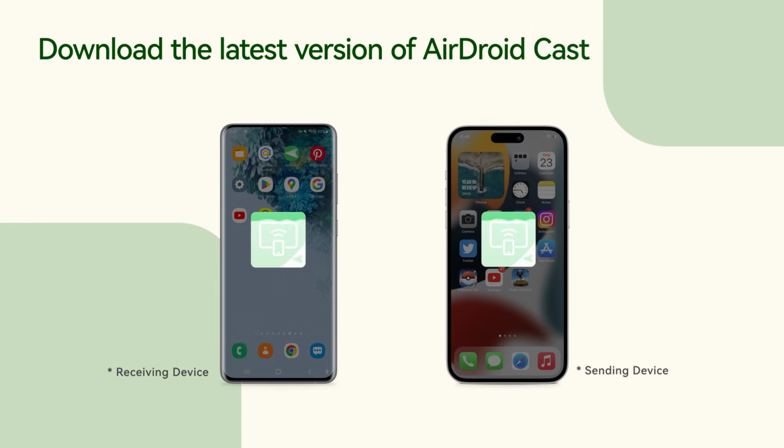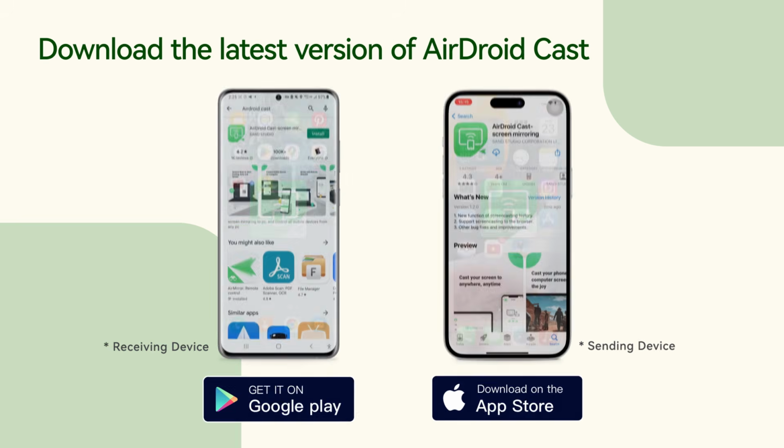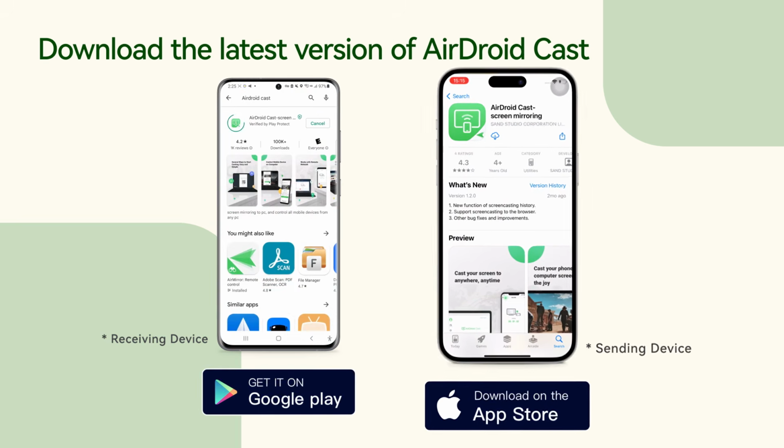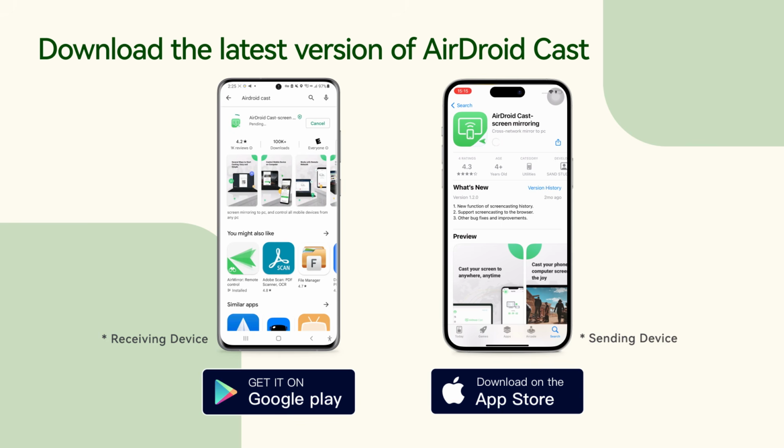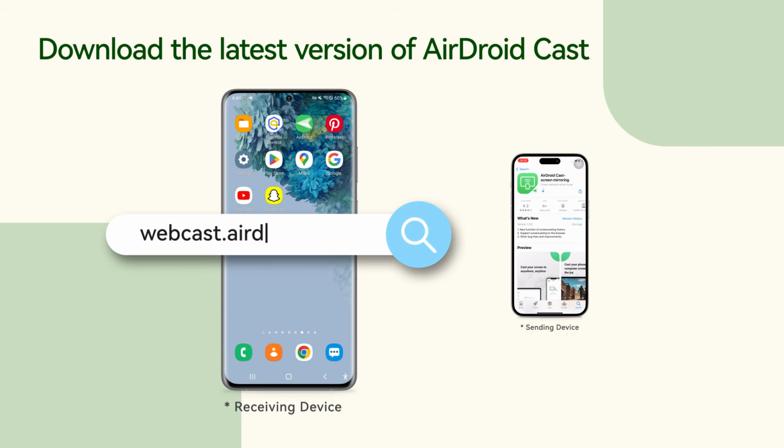You'll need to download the latest version of AirDroid Cast on both phones. You can get the app from the Google Play Store or the App Store depending on what kind of phone you are using, or find it on our official page. You can also skip downloading the app on the receiving phone and simply use AirDroid Cast Web instead.